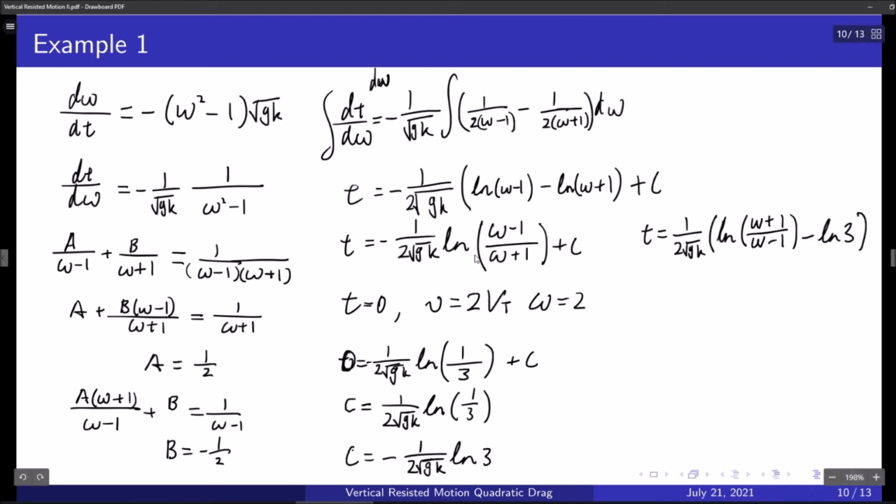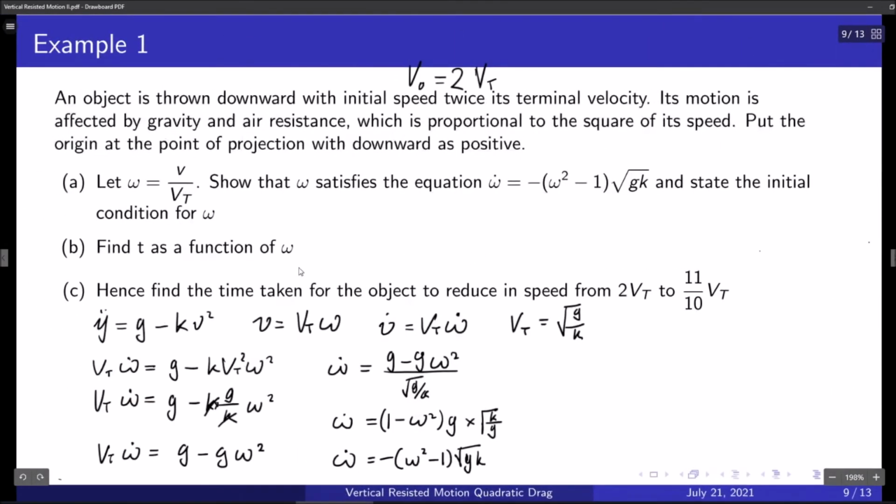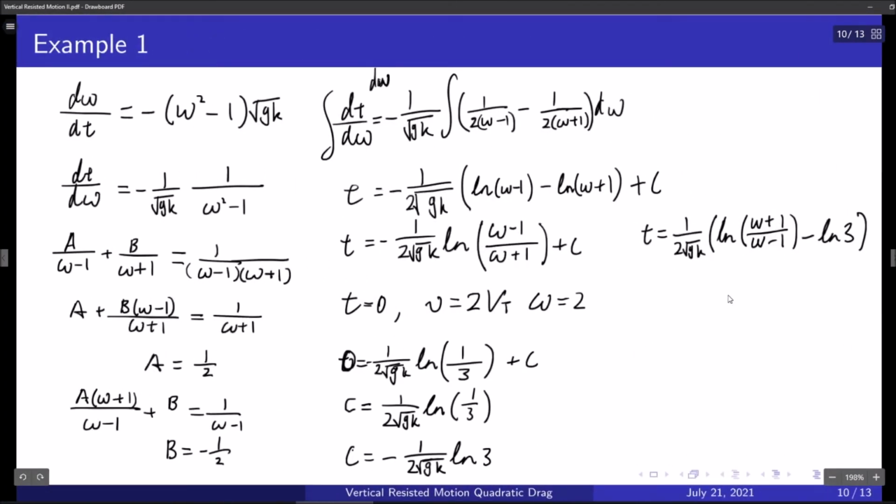And finally, let's look at C. Hence, find the time taken for the object to reduce speed from 2 vt to 11/10 vt. So what does that mean? So for C, it means that omega now equals 11/10 because that's the ratio.